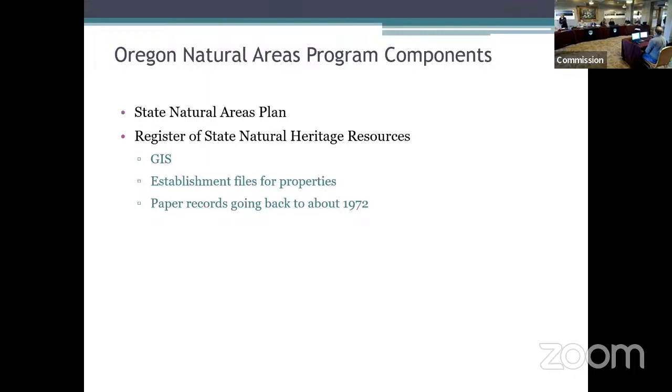So we have old records that are only on paper that we're tracking, taking with us as we move the office around over and over again.